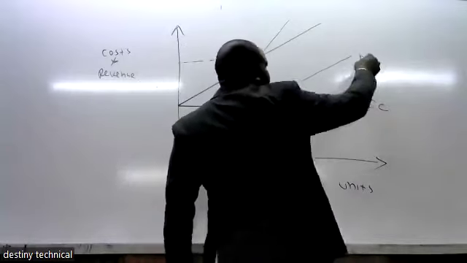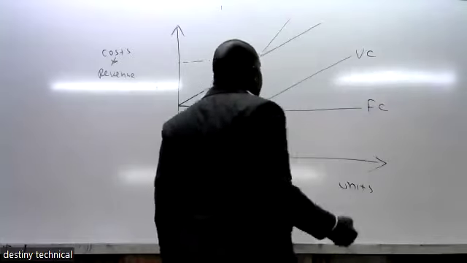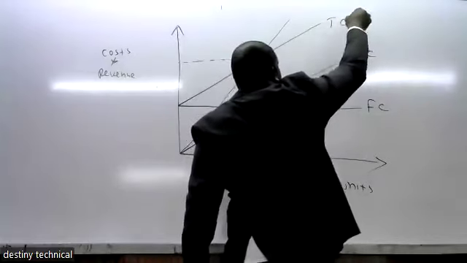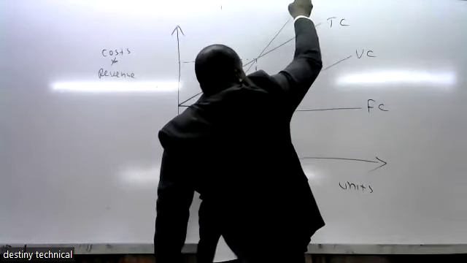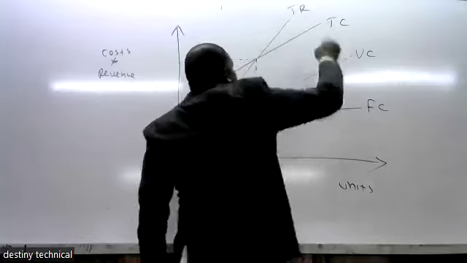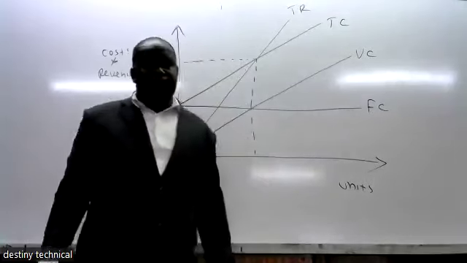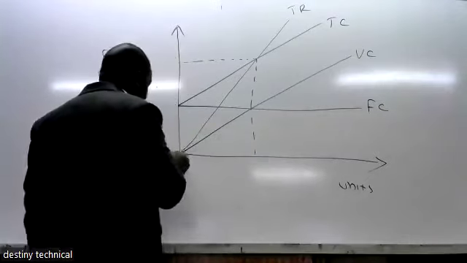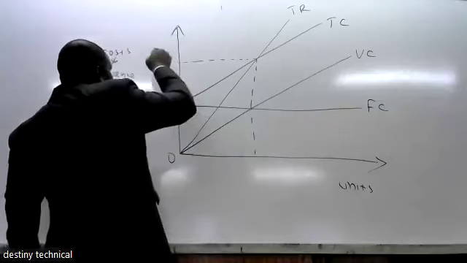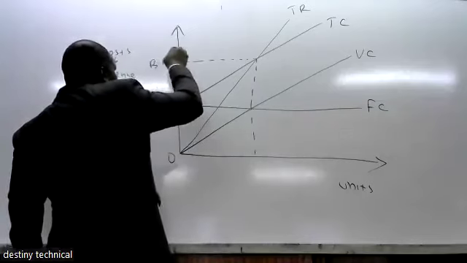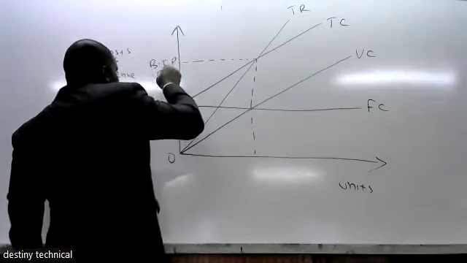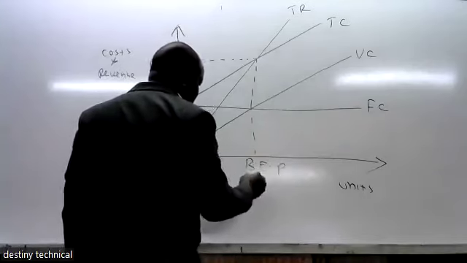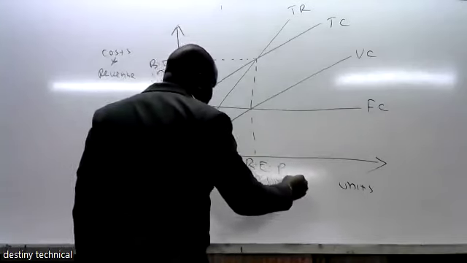This one is the fixed cost. That will be the variable cost. Then this one is the total cost. This one will be total revenue. So this part will be break-even point in value. This one is break-even point in units.